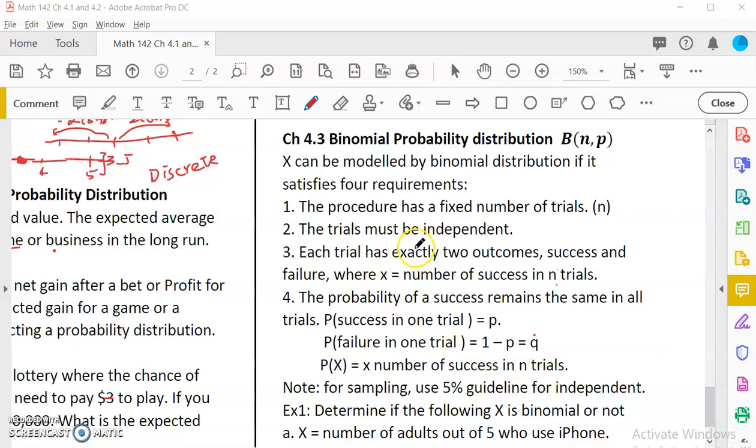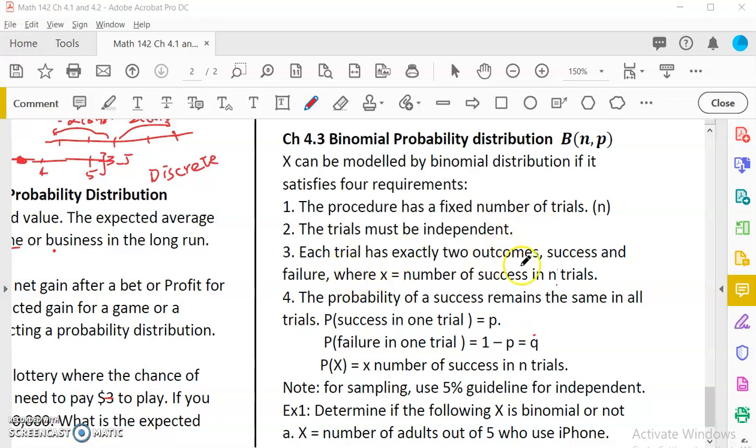In a procedure, you would have a fixed number of trials. Maybe you will be tossing a coin 10 times, or 5 times, or maybe you're selecting 10 students, or 10 poker chips. So you're always doing something repeatedly, and it's a fixed number that you will end at. And then the trials must be independent. They don't interfere with each other. The success of one does not interfere with the next trial.